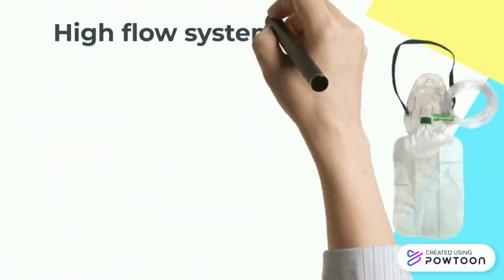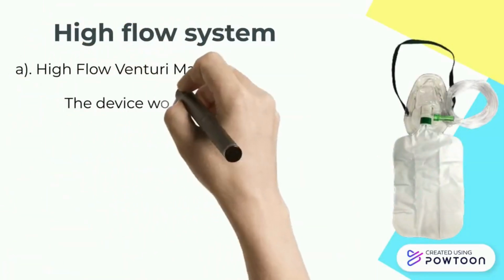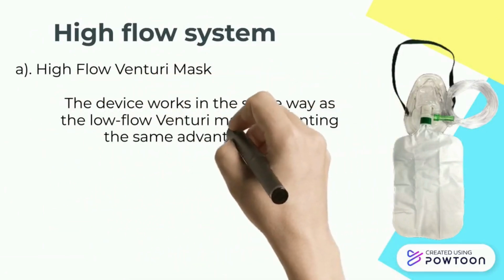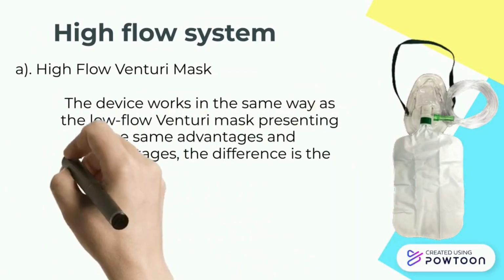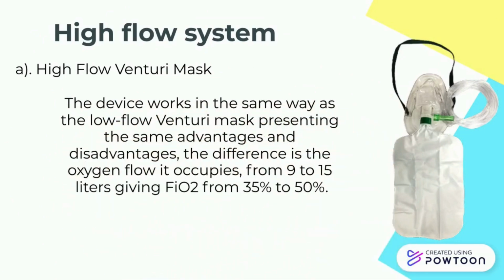High flow system. High flow venturi mask. The device works in the same way as the low flow venturi mask, presenting the same advantages and disadvantages. The difference is the oxygen flow it occupies, from 9 to 15 liters, giving FiO2 from 35% to 50%.